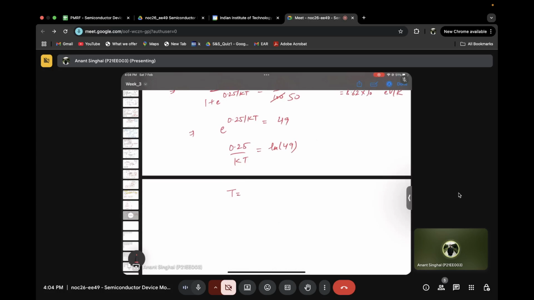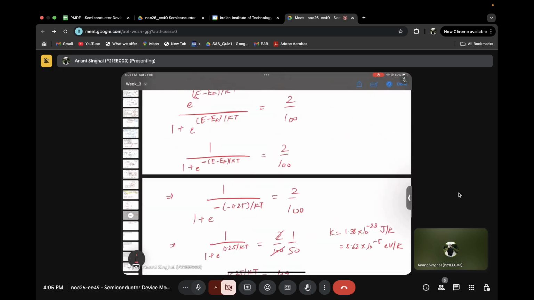The temperature would be 0.25 times K, which is 8.62 minus 5 times ln 49. So this would be your final answer, which should be in Kelvin. Any doubts, anyone? I've done the calculation, so this should come out to be 745.2 Kelvin. You can try at your homes also.